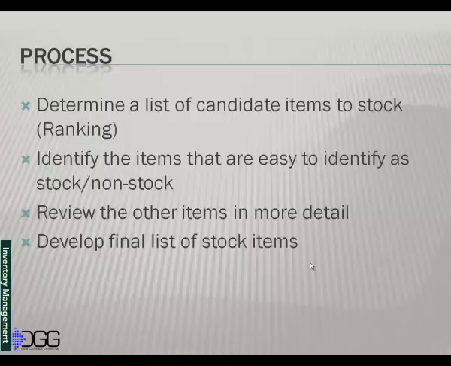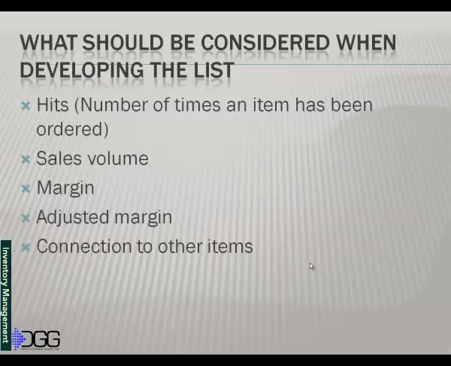Then the third thing we have to do is for everything that's left, where there's not a clear decision, either yes we stock it or no we're not going to, we have to review those in detail and make a decision on those items whether they need to be in the warehouse or not. And once we've done that, then we can develop our final list of items to stock in the warehouse.